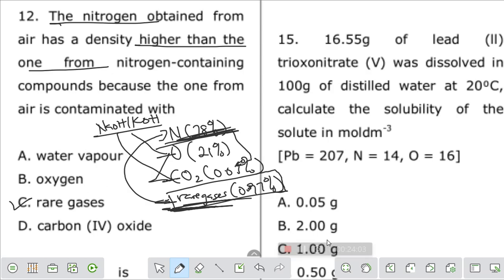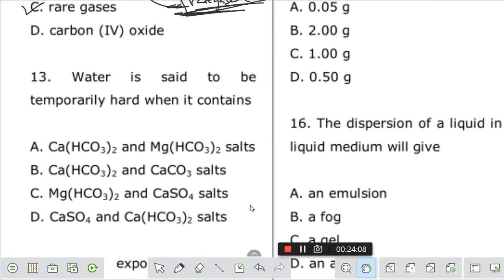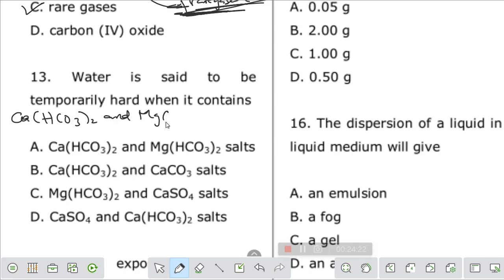So let's go to number 13. Water is said to be temporarily hard when it contains... I told you that the things that cause temporary hardness are the salts of this compound, CaCO. So these are the things that cause temporary hardness. And what is temporary hard water? It is water whose hardness you can remove by simple boiling.